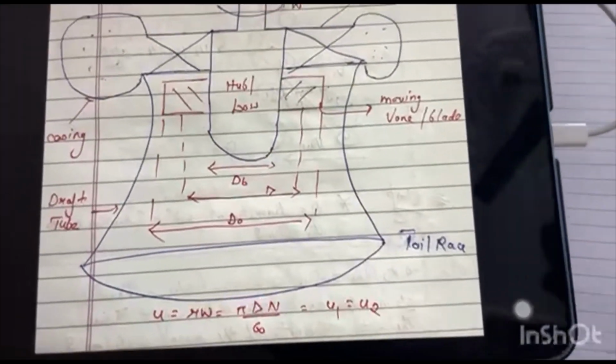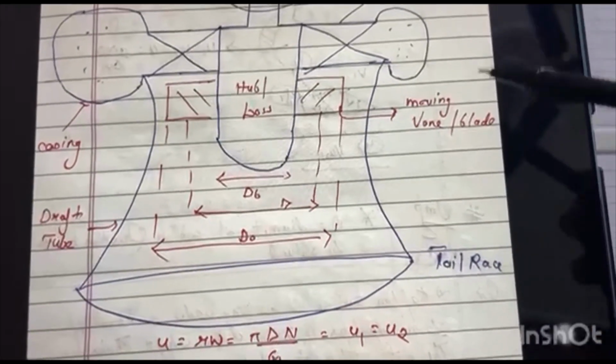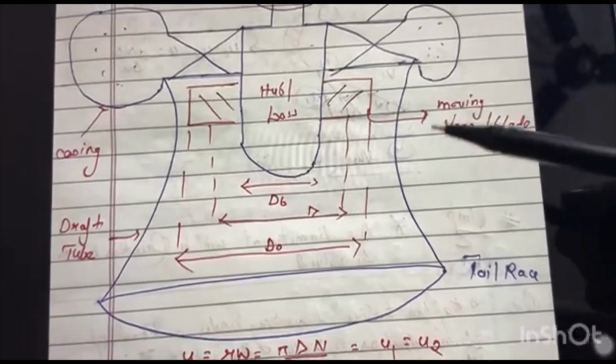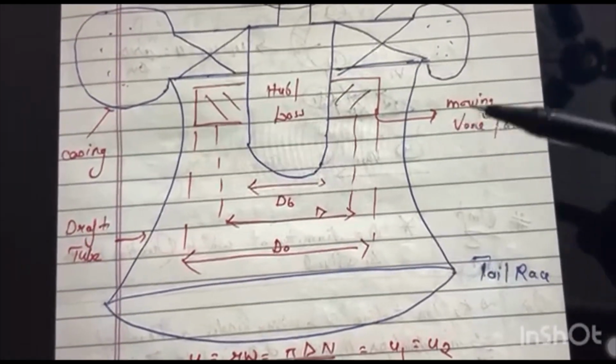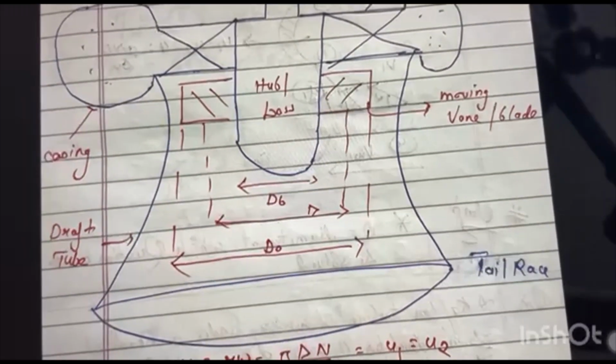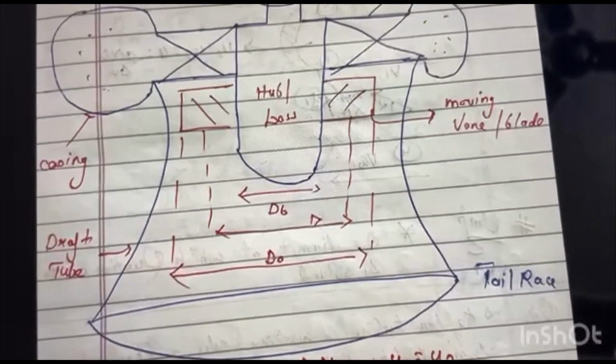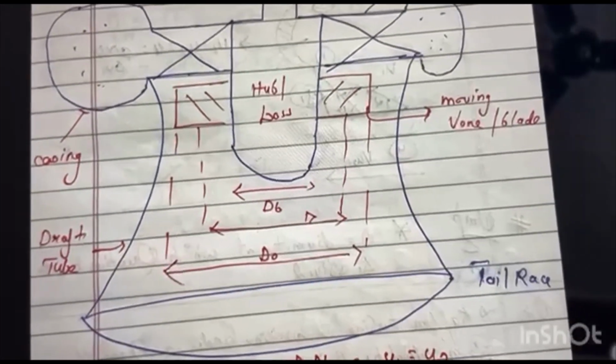The main difference is that in a Kaplan turbine there is an angle change in the moving blade, and the efficiency is good. On the other side, in a propeller turbine there is no angle change on the moving blade. This is the major difference.